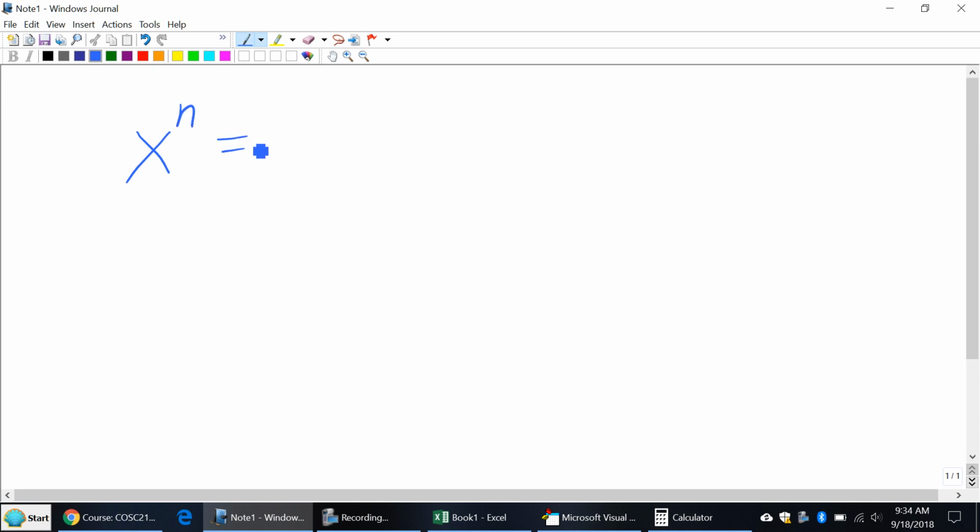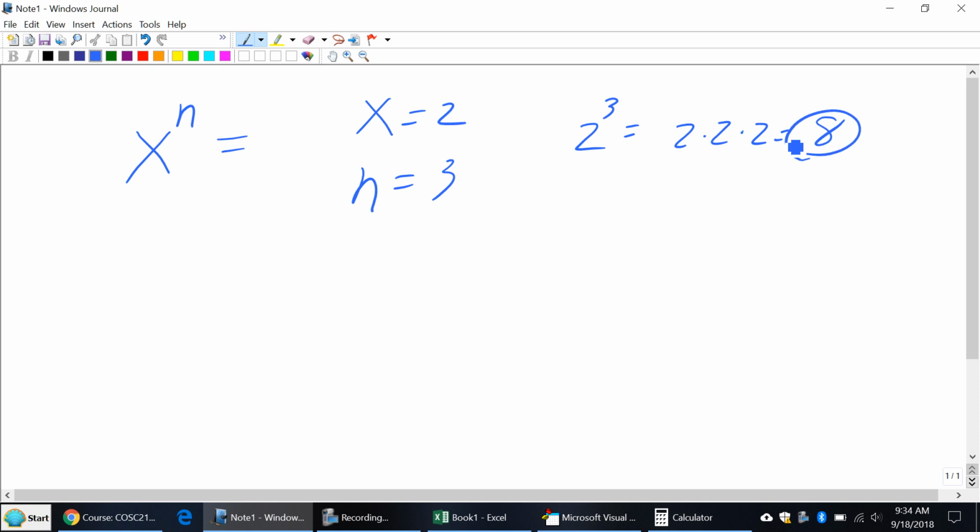Okay? So let's suppose x is equal to 2 and n is equal to 3. This is just going to be 2 raised to the third power. It's going to be 2 times 2 times 2, which is equal to 8. Okay? So you may look at this and say, well, why not just take x caret n and code it that way? And the answer is, well, yeah, that's one way to do it. But this syntax right here is actually exploiting some code that says to take x and multiply it times itself n times.